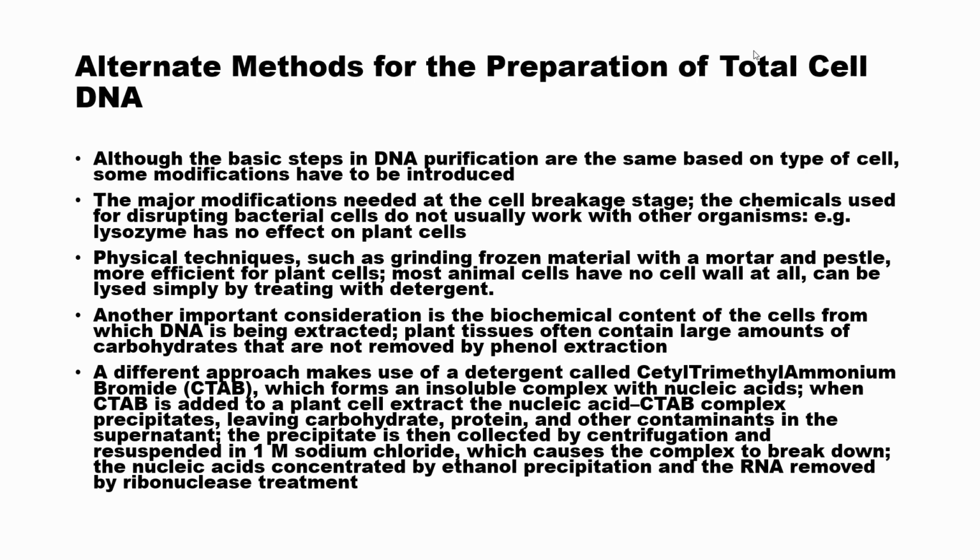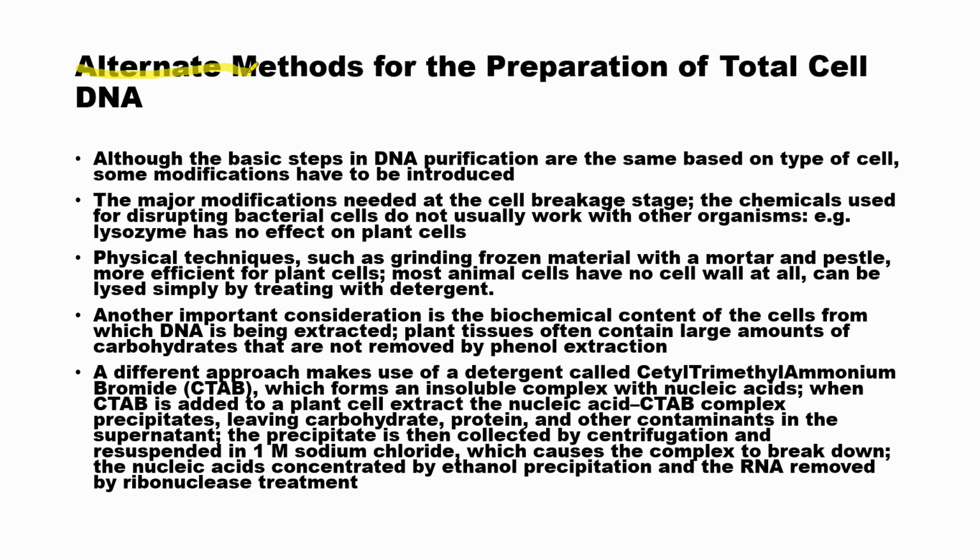Clear? So now, before going to our plasmid DNA isolation, which is today's topic, let us go through some other methods used for the preparation of total cell DNA. These are all alternate methods, in addition to the methods which we have discussed. We can apply several other methods for the preparation of total cell DNA. The usual method remains the same. First of all, lysis of the cell wall and plasma membrane by means of lysozyme, then EDTA and SDS.